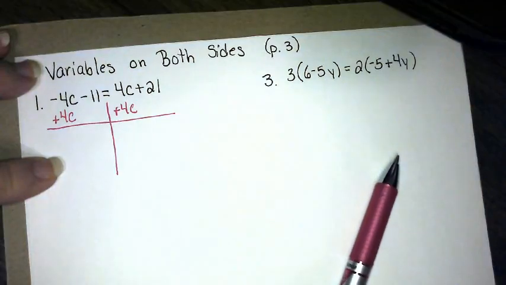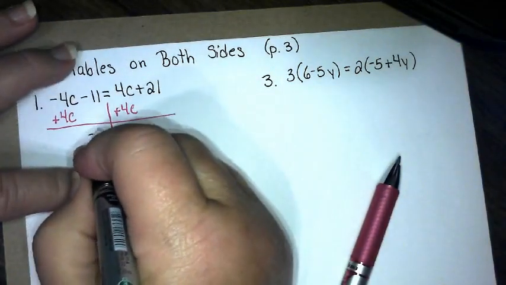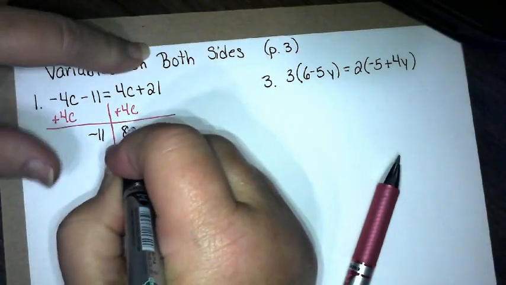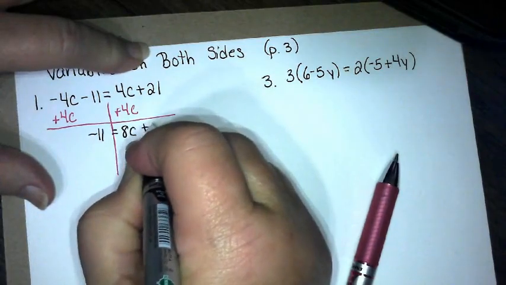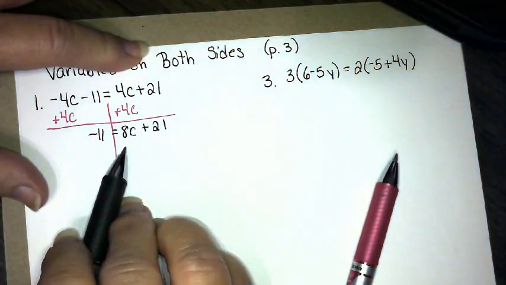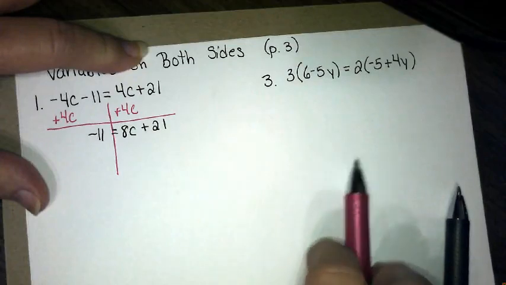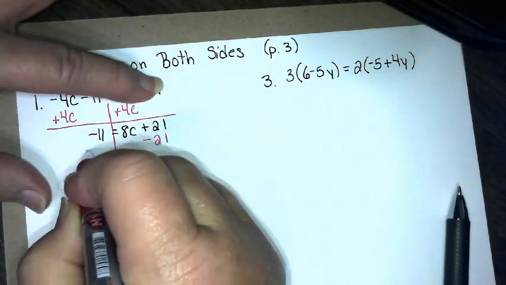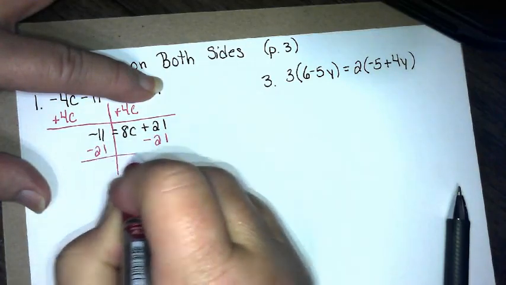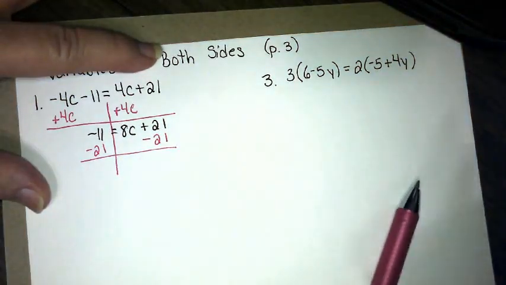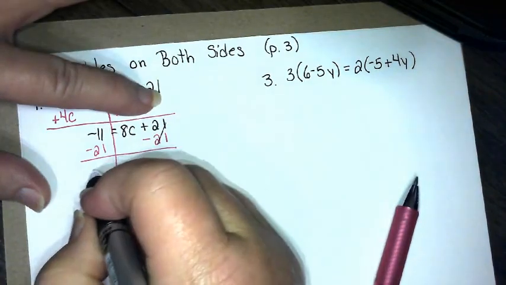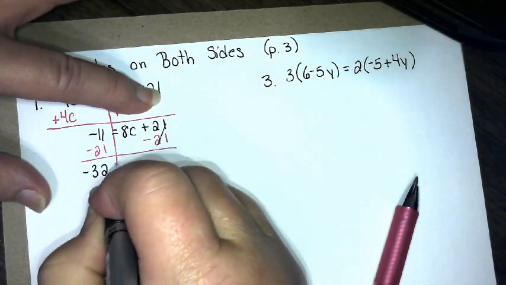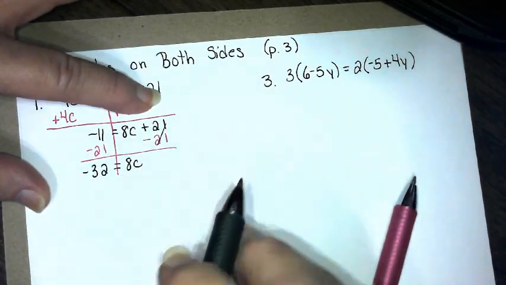Remember to draw your line down the equal sign so you remember to do it once on each side. And that gives me negative 11 equals 8c plus 21. Now that the variables are on the same side, I can move the numbers to the other side. So that would be subtracting 21 from both sides. This one cancels, and I get negative 32 equals 8c.